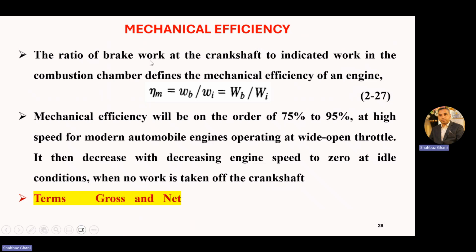The ratio of the brake work at the crankshaft to the indicated work in the combustion chamber defines the mechanical efficiency of an engine. Mechanical efficiency is the specific brake work divided by the specific indicated work, or brake work divided by indicated work. It will be on the order of 75% to 95% at high speed for a modern automobile engine operating at wide open throttle. It then decreases with decreasing engine speed to zero at idle condition, when no work is taken off the crankshaft.